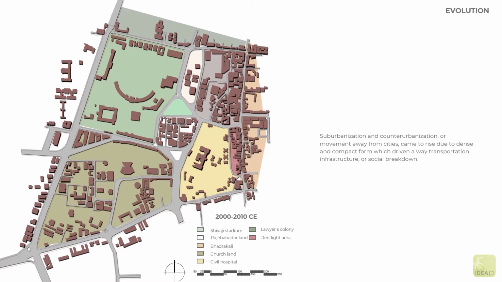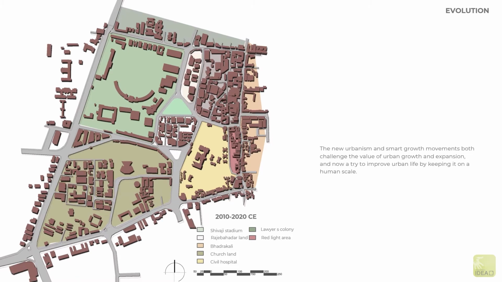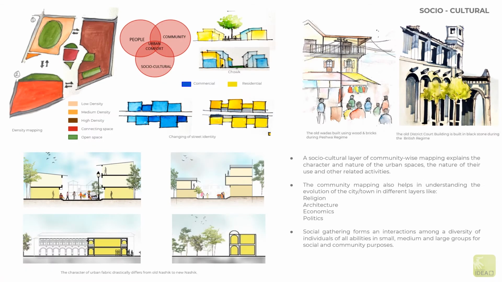The growth of commercial establishments with time is observed in privately owned shops and municipal markets. The sociocultural layer in community mapping helps us understand the evolution of a city. It explains the character and nature of their use in urban space. As people form communities, different socio-cultural aspects form urban comfort. In the existing scenario, the formation of communities tells us about the change in character.